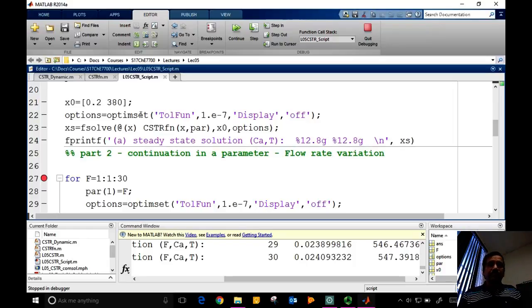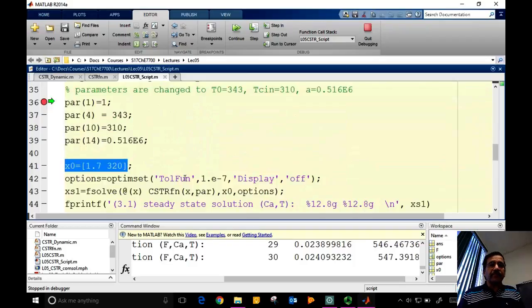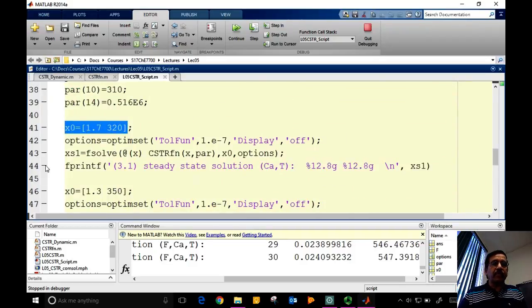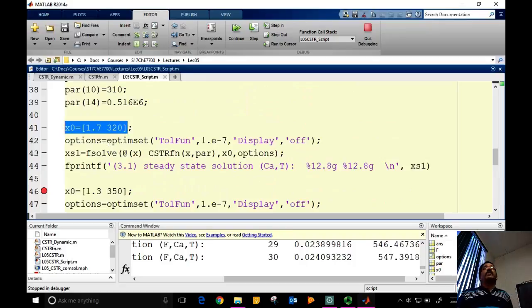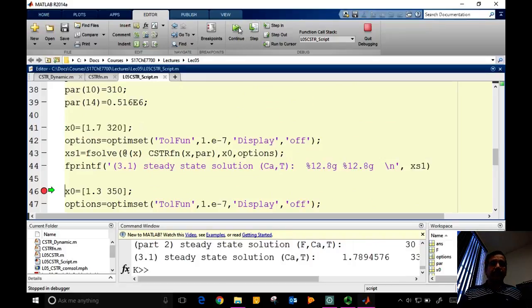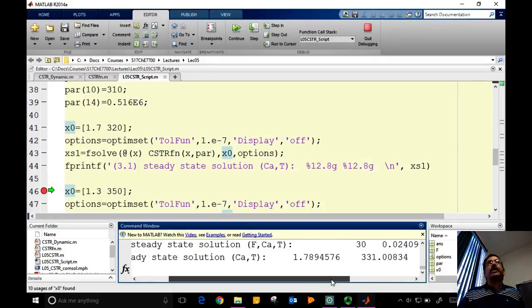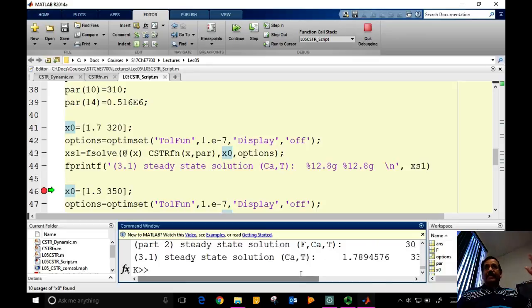Okay, so the very first case, an initial guess of 1.7 and 320. I'm going to run this. And I get a steady state solution of 1.78 and 331. And that will satisfy the equation because FSOL found those values. Right? The next time I'm giving it 1.3 and 350. Not significantly different from 1.7 and 320.